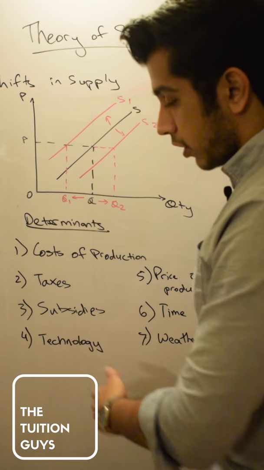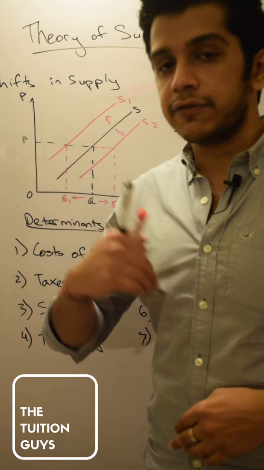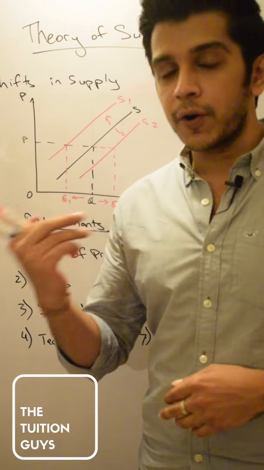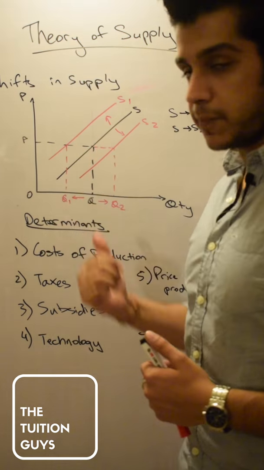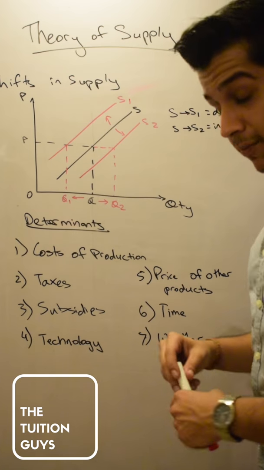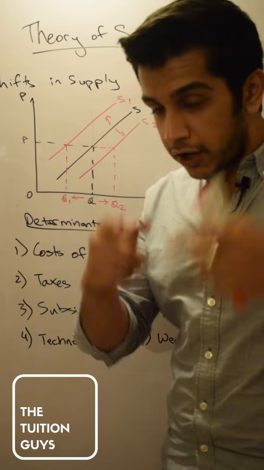All right? Technology. Because of a rise in technology, I become more efficient, I become more productive. I might start being able to make more or produce more. And again, at each and every price, I can now make more. So supply will shift out in that case. Now remember, these also have a counter argument as well, which I'm not going to get into. Use your little noggins over there.